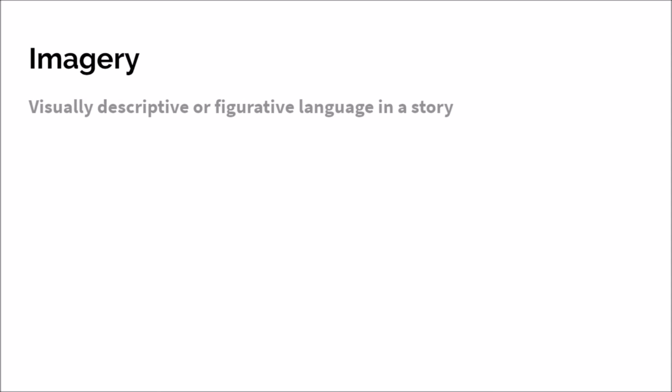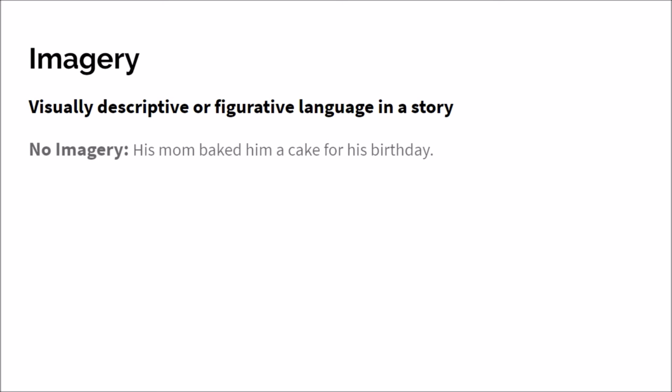Imagery. Imagery is just visually descriptive language or figurative language in a story that makes us really picture what's going on. So here's an example of a sentence with no imagery. His mom baked him a cake for his birthday. Okay, kind of boring. I can't picture it that much.